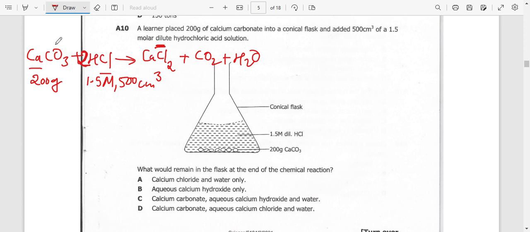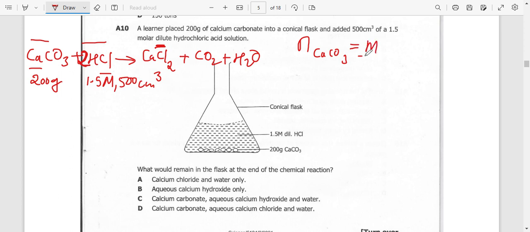So what you do is you calculate the number of moles of calcium carbonate. You also calculate the number of moles of hydrochloric acid. And then the one which has the smaller number is going to be the one which is limiting. Okay. So number of moles of calcium carbonate. How do you find number of moles? What's the formula? Yeah, mass over molar mass. Good.